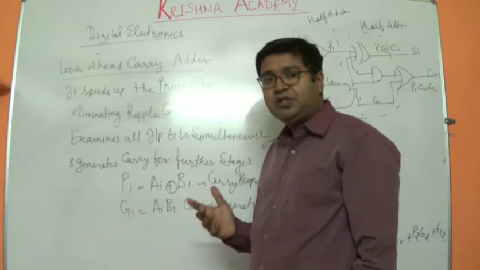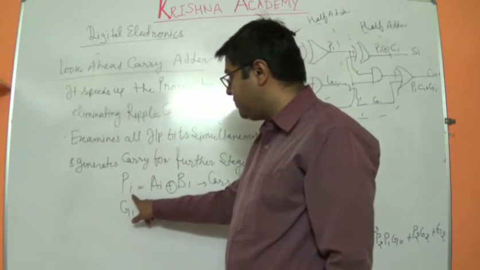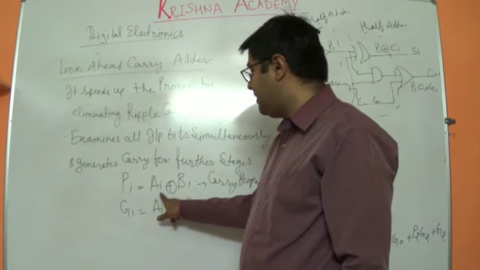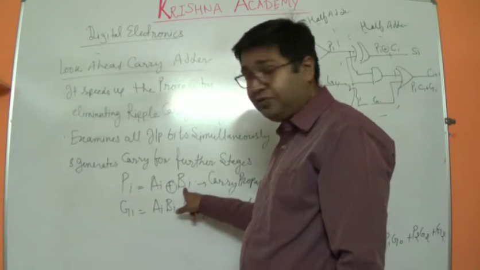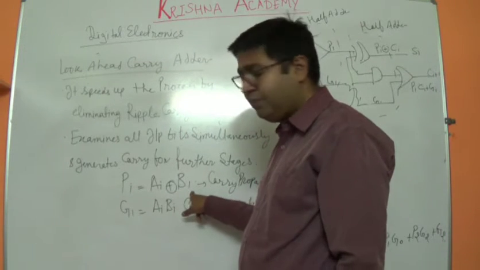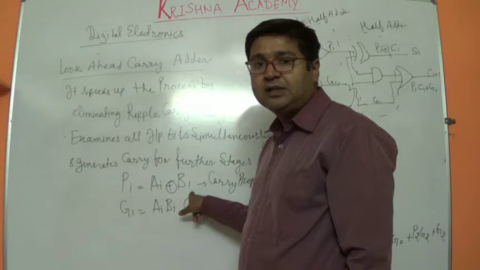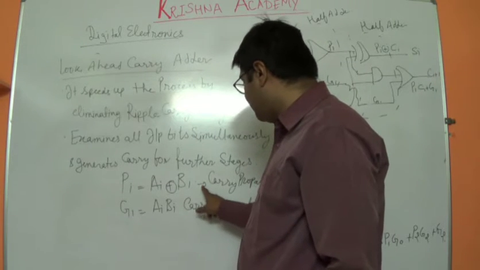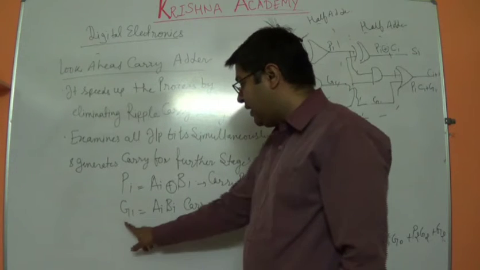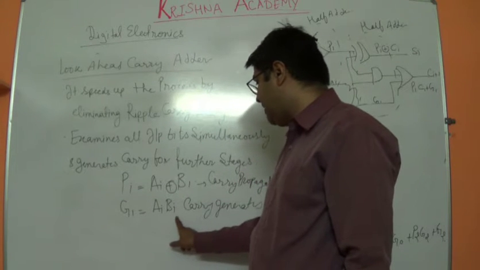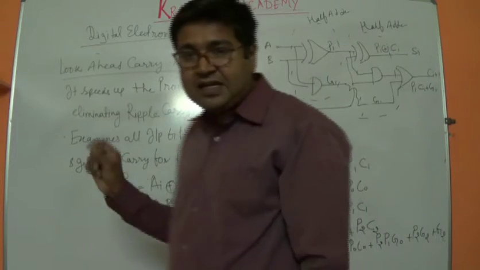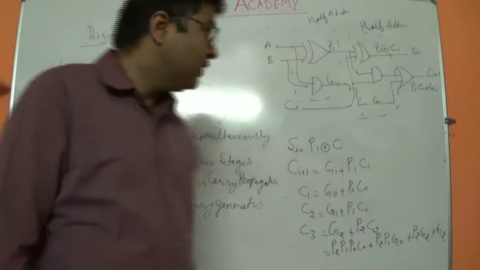Now, how has this problem been eliminated? There are two things here. In every full adder circuit, the first is Pi: every time one bit is added to the other bit, the sum of those bits is Ai XOR Bi. That is the normal thing we have been doing, and the output of this is the sum, and then the carry is propagated. Then there is Gi, that is Ai Bi. This is the carry which is generated, and this carry will be generated at each stage of the full adder.